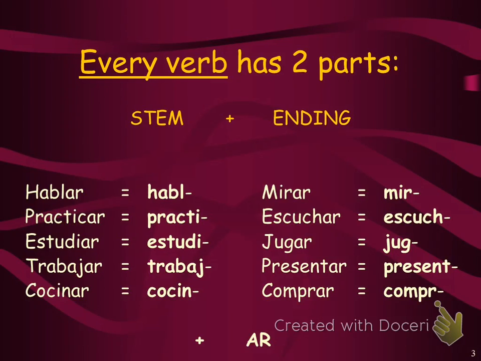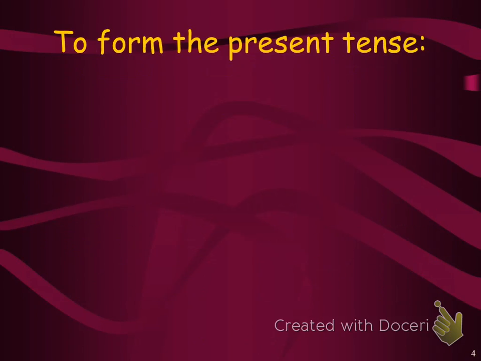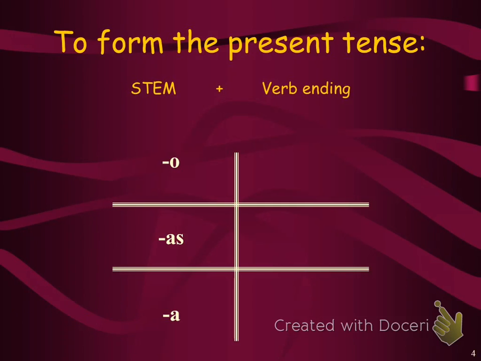So all these stems, these are some verbs that are not on our list, but any AR verb we can conjugate by taking away the AR and then adding our correct endings that agree with the subject to the stem of the verb. So to form present tense, we look at our endings, take away the AR, and then attach these to the stem. O, as, a, amos, an.